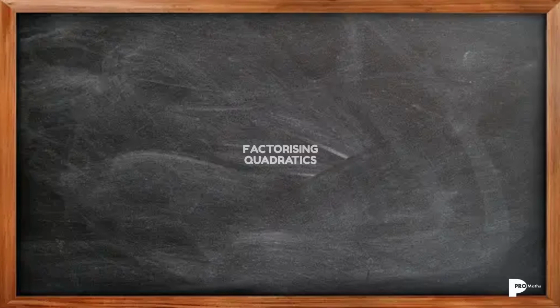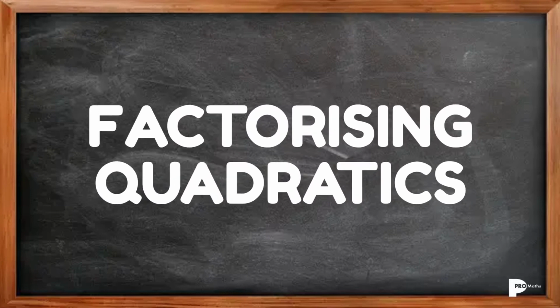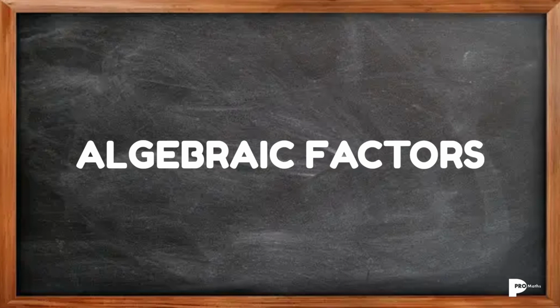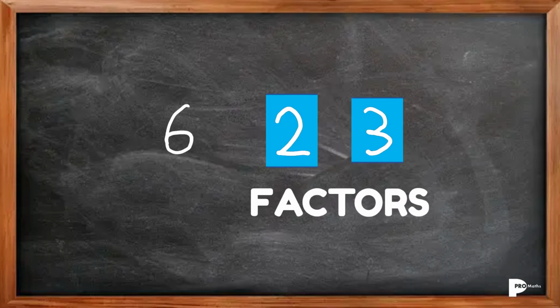To understand factorizing, one important concept we want to make you aware of is algebraic factors. Let's start with a number, say 6. One of its factor pairs is 2 and 3. So we can write 6 equals 2 times 3. We can extend this to algebra.